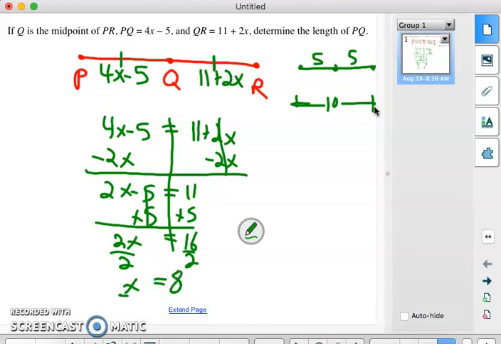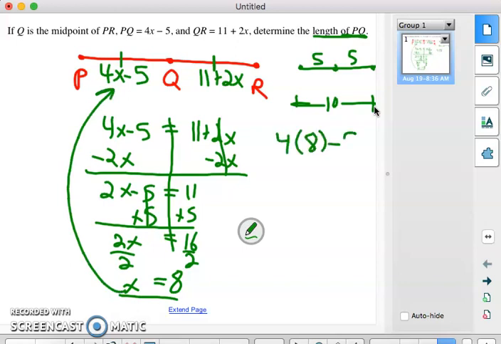Okay, so x is 8, but that's not our answer, right? Because we wanted to find the length of PQ. So we've got to take x and plug it back in for the expression. So 4 times 8 minus 5. 4 times 8 is 32, minus 5 is 27. So now we know the length of PQ is 27, right? But remember, if Q is the midpoint, the two pieces have to be the same. So that means the other piece has to be 27.